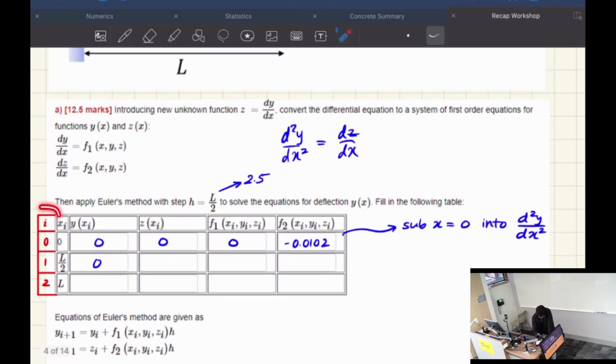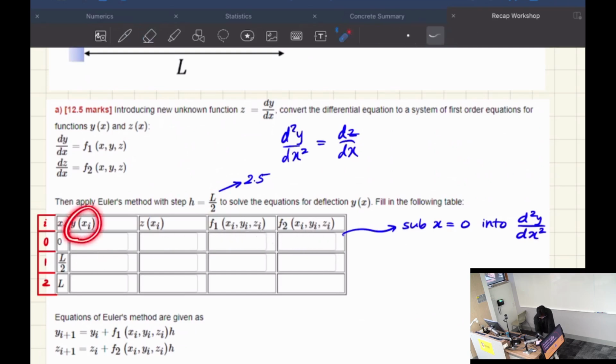I've also extended the table to make it easier to see what i stands for. It's just an interval, I guess. And then you get 0, 1, and 2. But the x values are a bit different, right? You can say this is the step number. The actual value for the step, though, is 0, L over 2, and L. L over 2 is just 2.5, and then L is just 5. You good? Okay. I'll rub these out real quick.